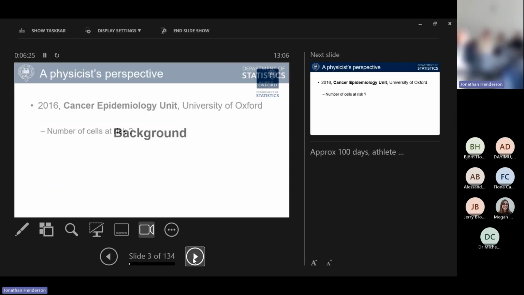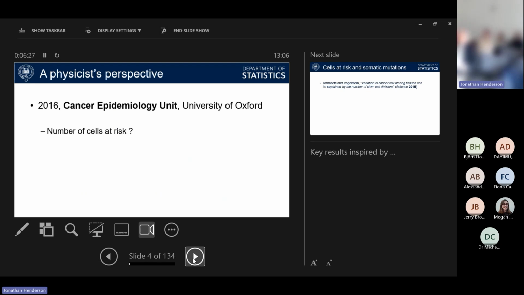So, background. I was originally a theoretical physicist, and I did an MSc in applied statistics in 2015, and then joined the cancer epidemiology unit at the University of Oxford. Whilst I was there doing my analyses, using typically proportional hazards methods, I started thinking, how could we improve the methodology by thinking about the processes that were occurring in terms of the development of cancer.